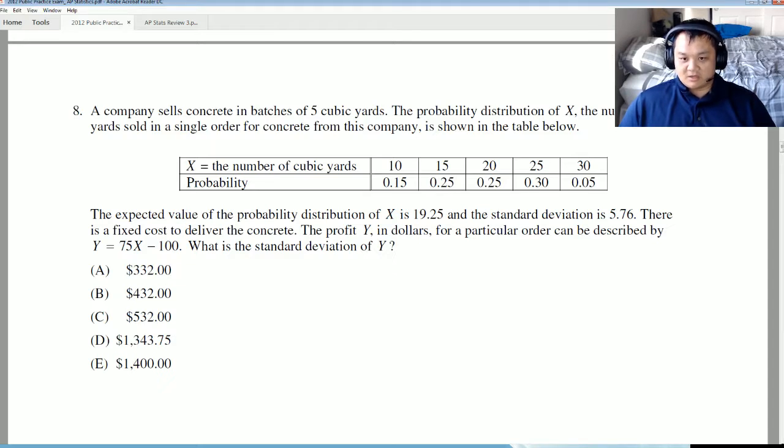There is a fixed cost to deliver the concrete. The profit y, in dollars, for a particular order can be described by that equation. What is the standard deviation of y? So what is the standard deviation of the profit?